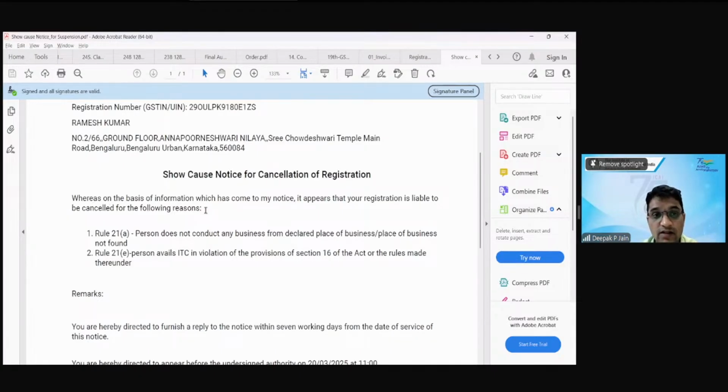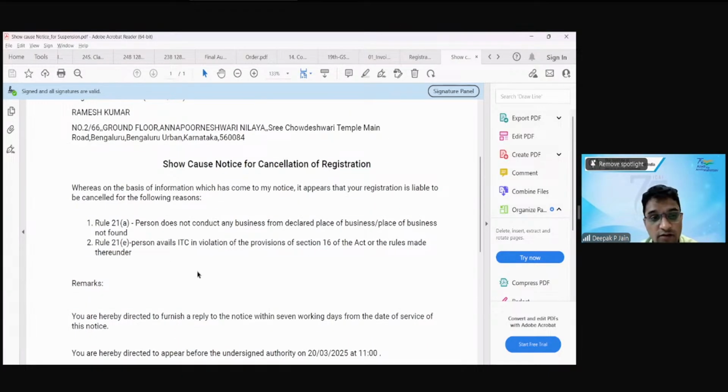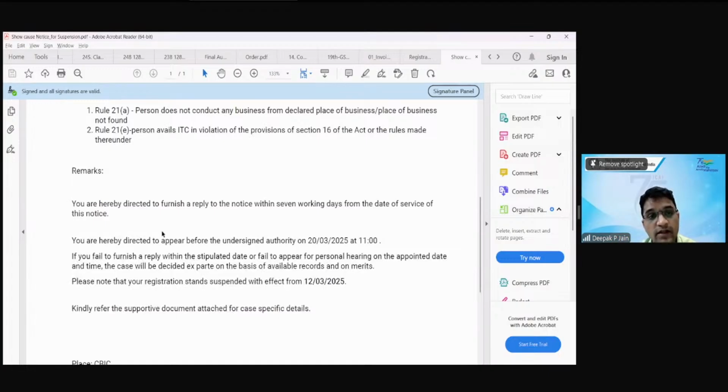So the officer is giving a reason that whereas on the basis of the information which has come to my notice, it appears that your registration is liable to be cancelled. That you are a person not conducting any business from the declared place of business, because rule 21A applies. 21E applies, that you are availing ITC in violation of the provisions of section 16. So now you have been directed to furnish a reply. If you do not want your registration cancelled, then you will have to reply why it should not be cancelled, otherwise I am ready to cancel it.